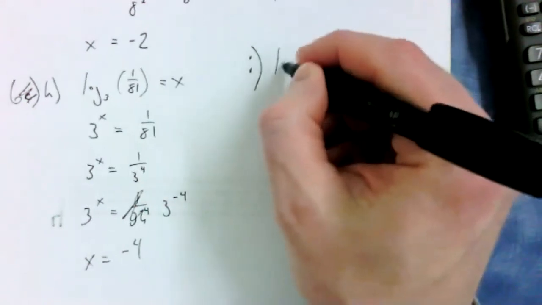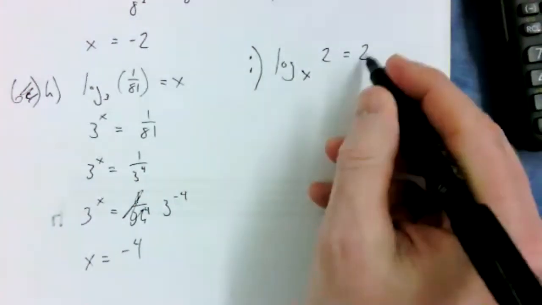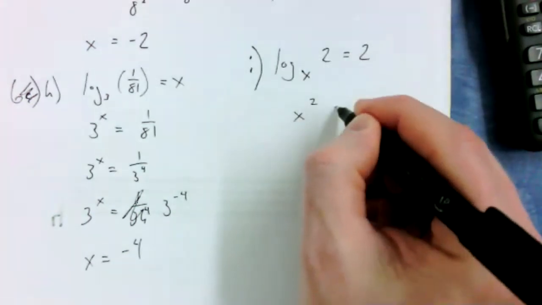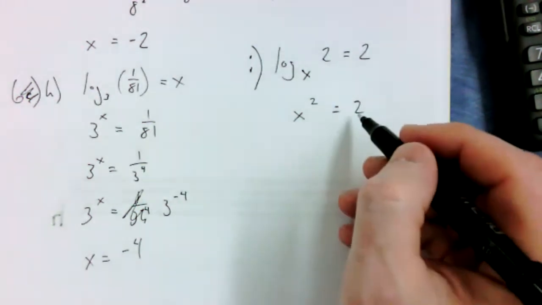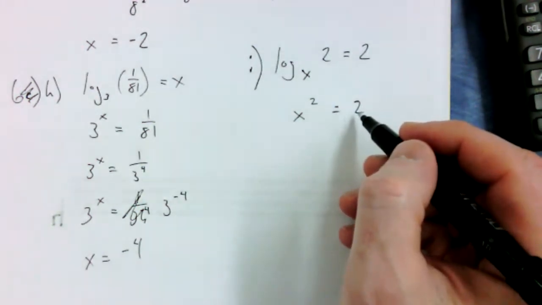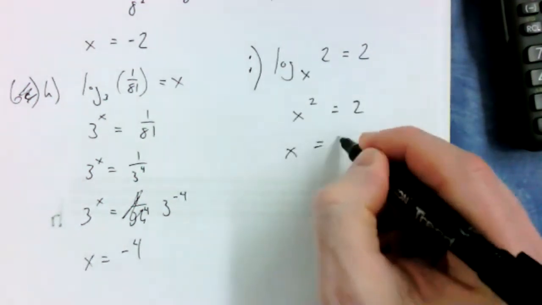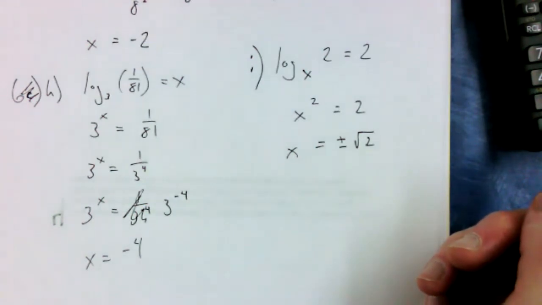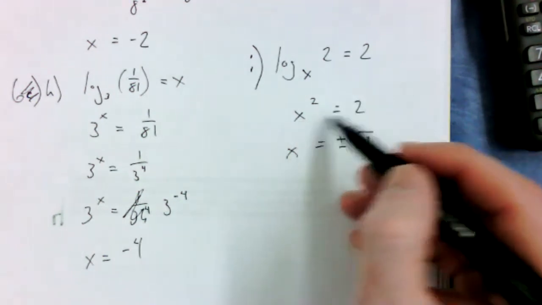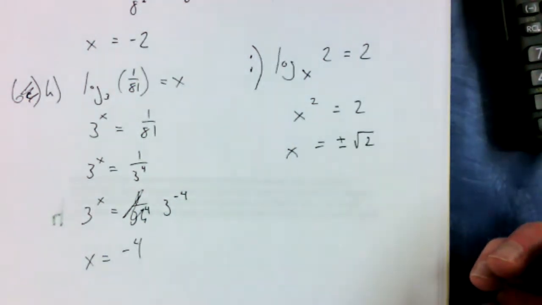Okay, so this is log base x of 2 equals 2. So x squared equals 2. So what that means is take the root of both sides. So x equals plus or minus root 2. Does that make sense? It's tricky because you see this and you go, well, what's the same base? Just take the square root of both sides.